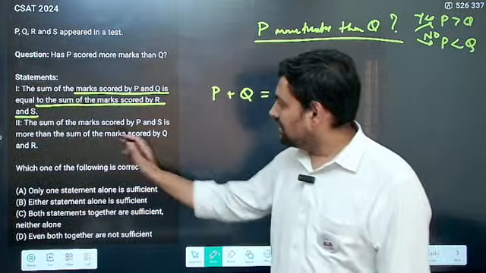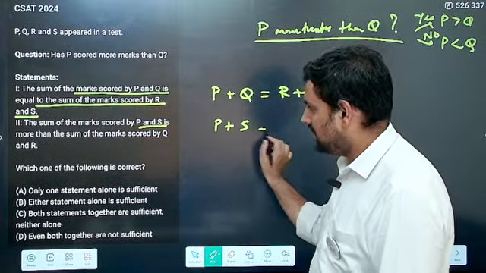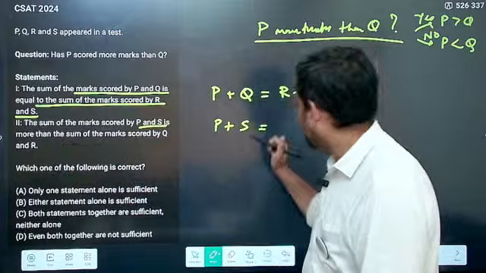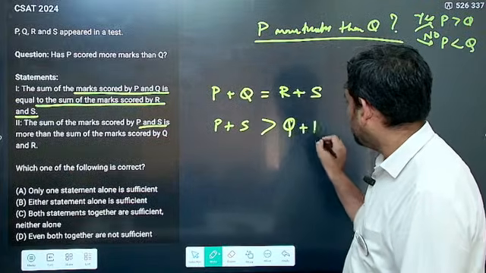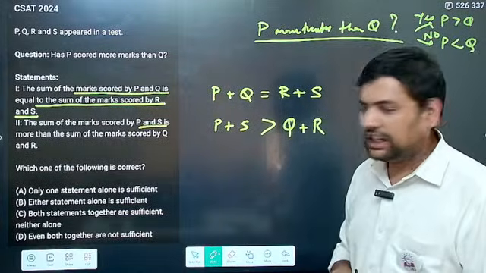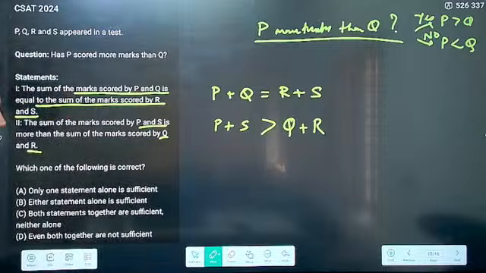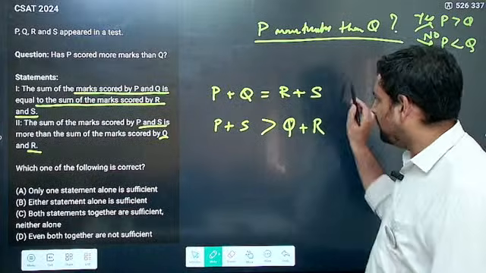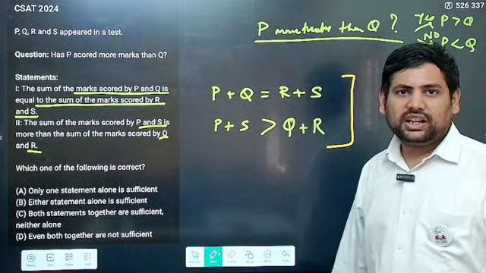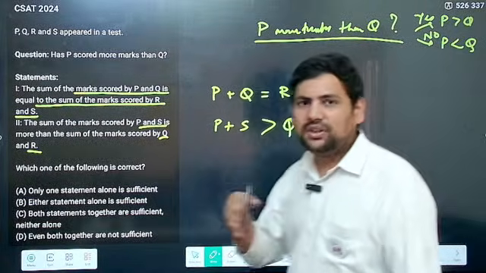Then the sum of marks scored by P and S is more than the marks scored by Q plus R. Correct? Now what do you think? Can you tell the relation between P and R? Actually, even if you take both of them, you cannot really tell the relation. Why you cannot tell? Because ultimately there are four variables like this.